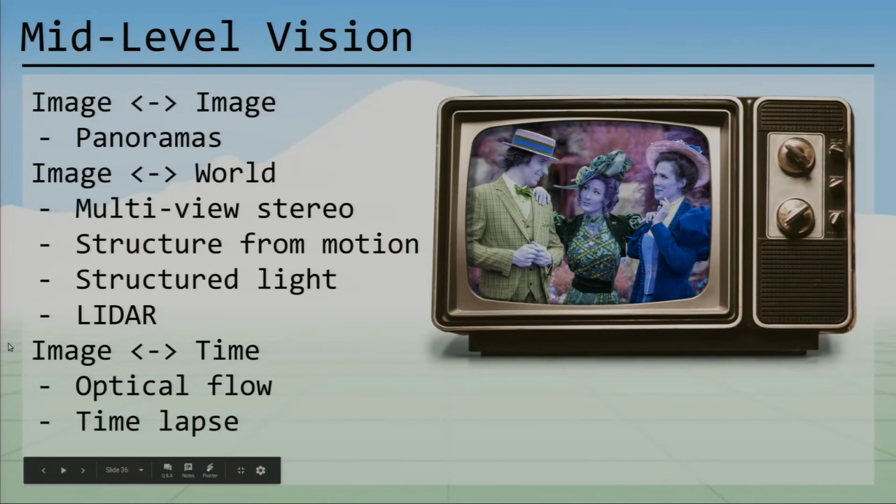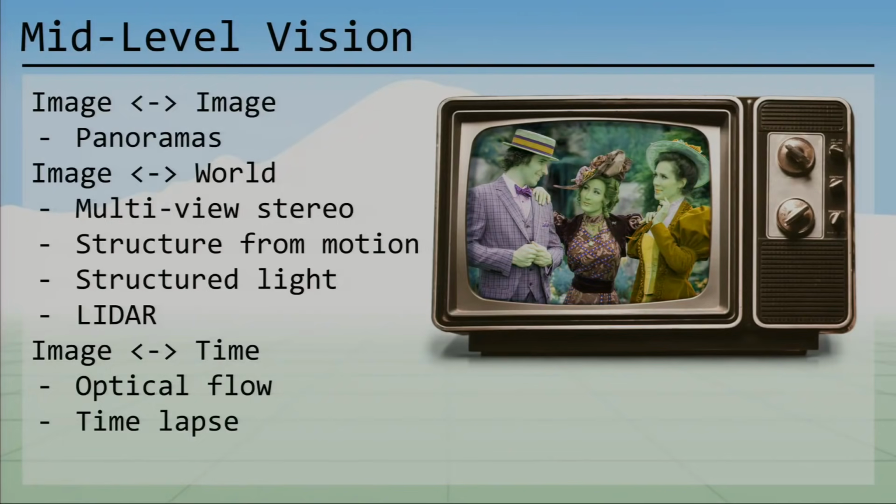OK, so mid-level vision, again, there are a bunch of different definitions of this. But in my head, I sort of think of mid-level vision as starting to connect images to other things. So for example, we have connecting images to images with panorama stitching. We have connecting images to the real world, where we might want to start getting some 3D information. Or if you get a bunch of 3D information, you can start looking at what pixels are nearby each other in 3D space and start doing some basic object detection and stuff like that. Also, taking images into the time domain, so processing things like video, and doing cool things like optical flow or these time lapses that we just talked about.